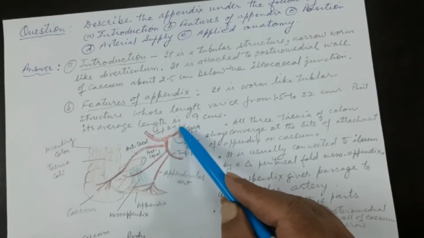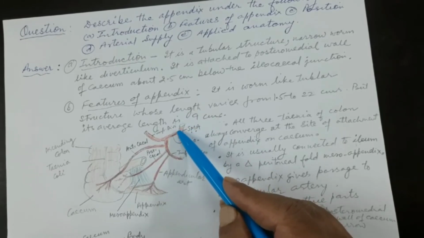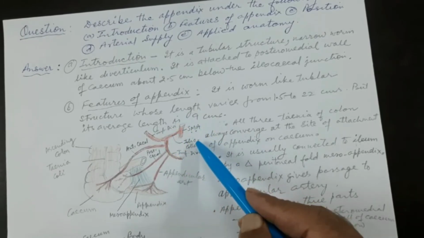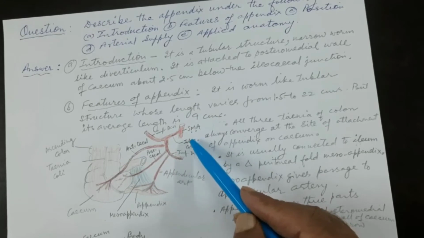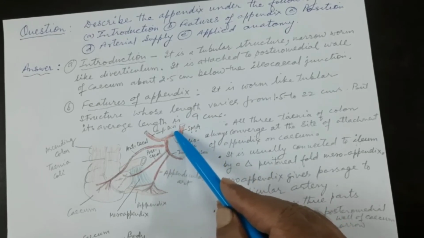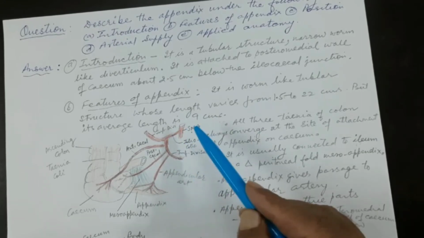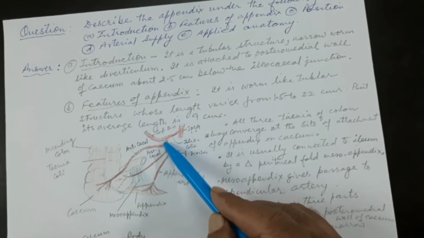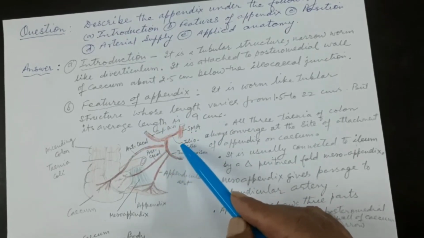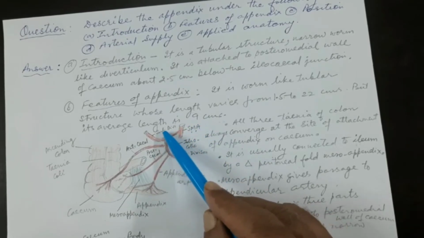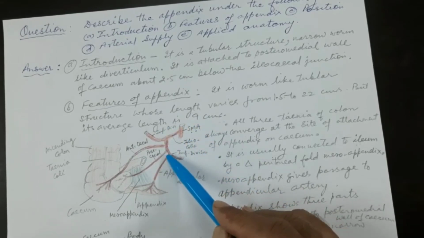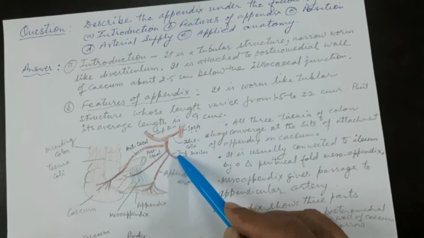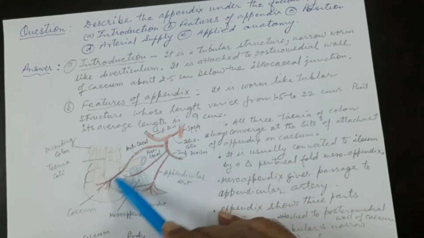This is the superior mesenteric artery. Superior mesenteric artery gives an artery called the ileocecal artery. So this artery is the ileocecal artery, which divides into a superior division, and this one is an inferior division of the ileocecal artery.